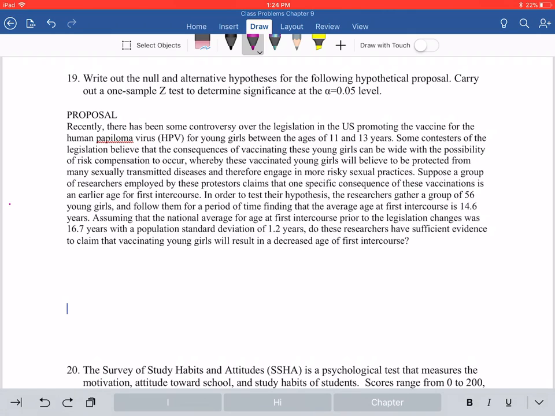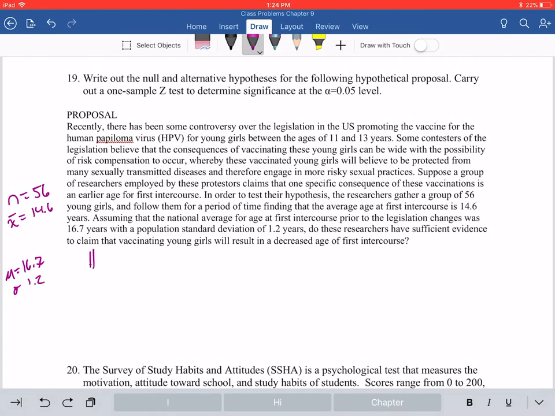The information they give us is your N is going to equal 56. They had 56 girls that did get the shot. Their average age of intercourse was 14.6 years. The population age was mu equals 16.7. So girls, on average, for their age for first intercourse was 16.7 years, with standard deviation of 1.2 years.